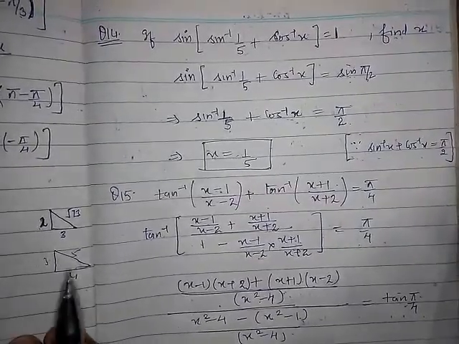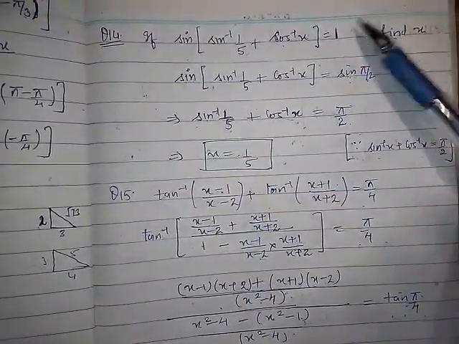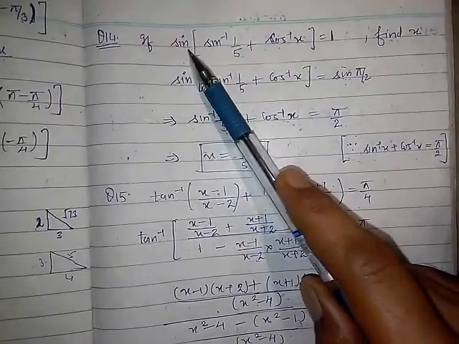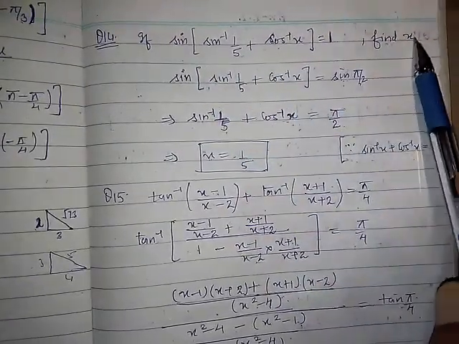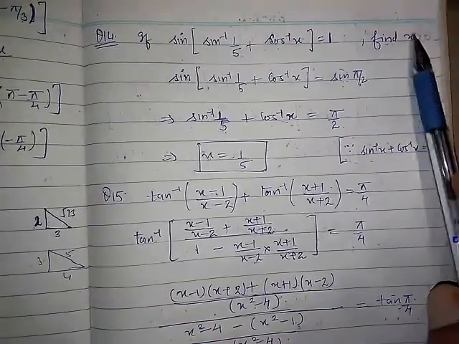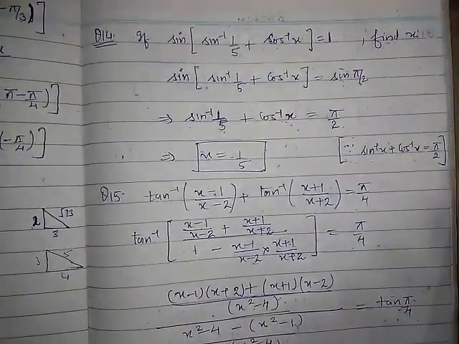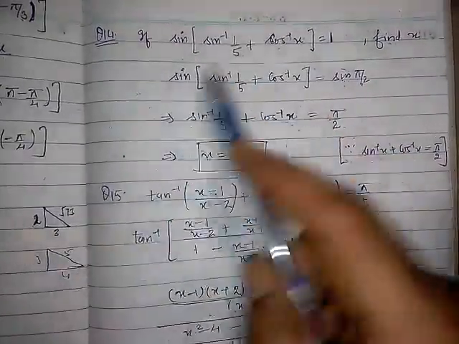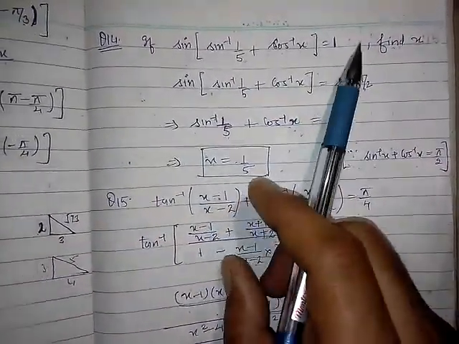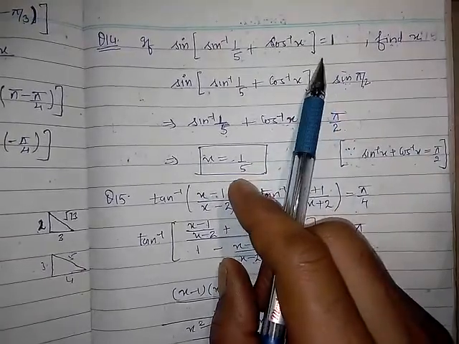So here is our question number 14. This time we are given the equation sine inverse 1 by 5 plus cos inverse x is equal to 1. Then find the value of x. Okay, so this kind of question is called equation type. They can simply write down solve this. Both are the same thing. Ultimately, you need to find out the value of x only.